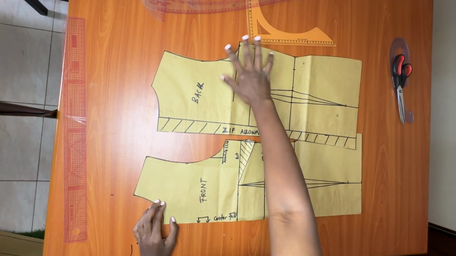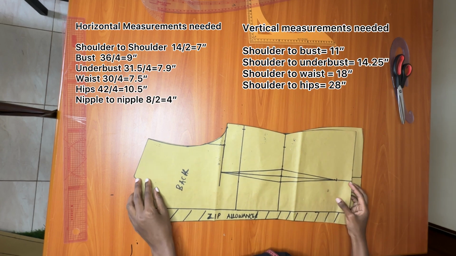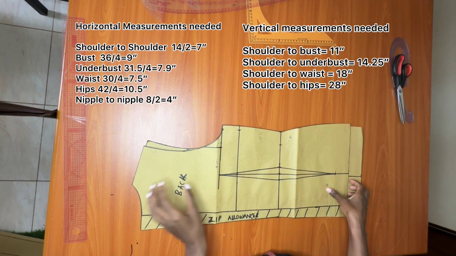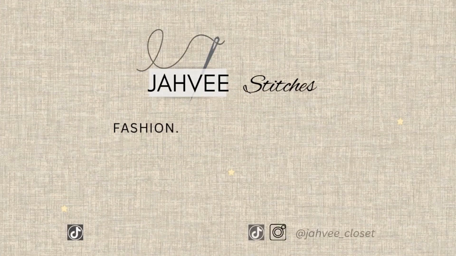So guys, today I'm going to be showing you how to draft a basic bodice block with a side dart, and with this you'll be able to derive any design that you want. So make sure to watch till the end.